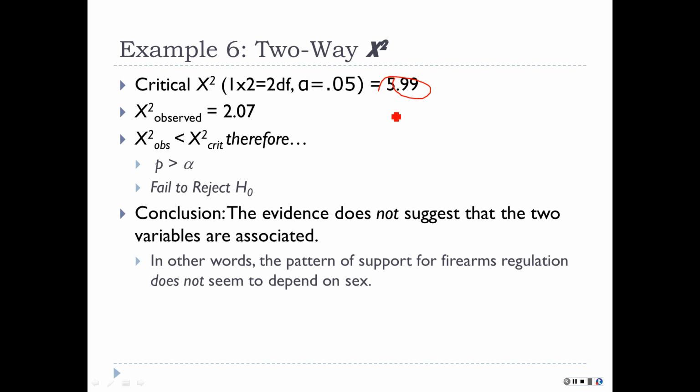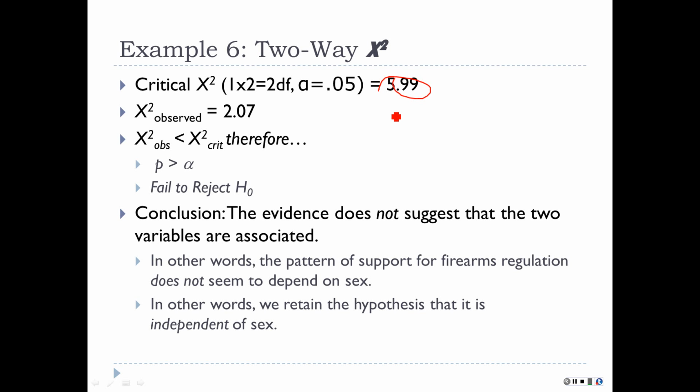So there's not enough evidence to suggest that there's any link. The pattern of support for firearms regulation does not seem to depend on sex. We retain the hypothesis that it's independent of sex. On the next step, we don't do anything. We stop. This test was not significant, so we don't move on from here. We say there are no effects.